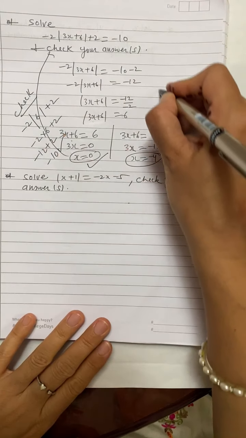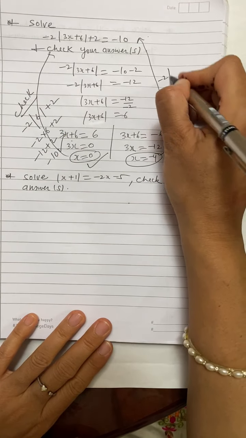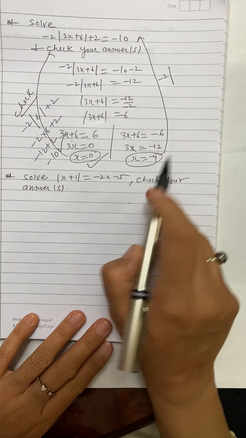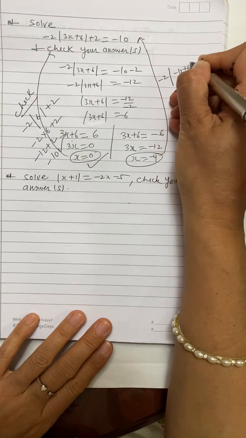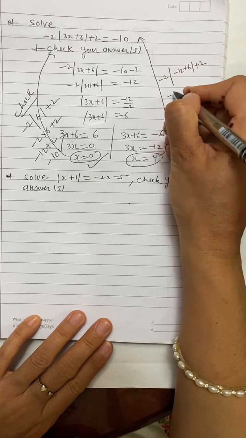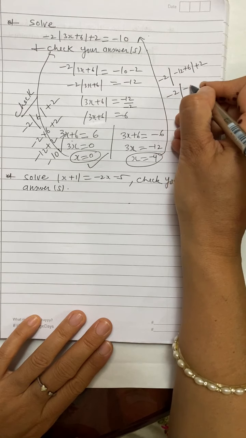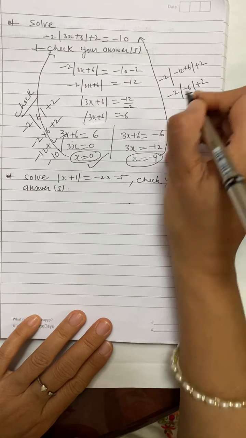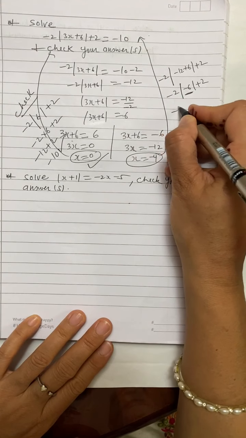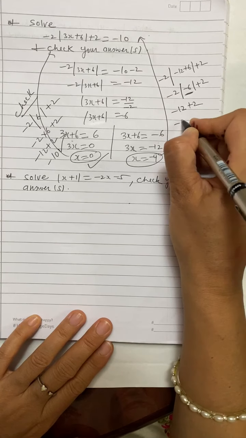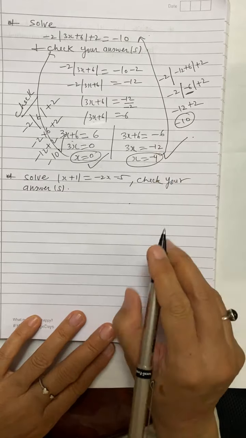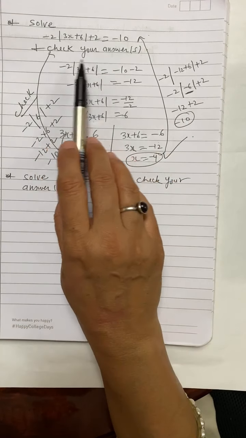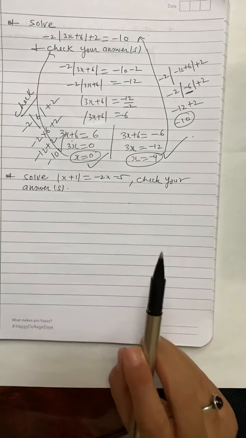Now similarly for x is equal to negative 4: negative 2 times the absolute value of 3 times negative 4, which is minus 12, plus 6, plus 2. Negative 12 plus 6 is negative 6, the absolute value of negative 6 is 6. So this gives me negative 12 plus 2, which is negative 10. So both the values of x satisfy this equation.